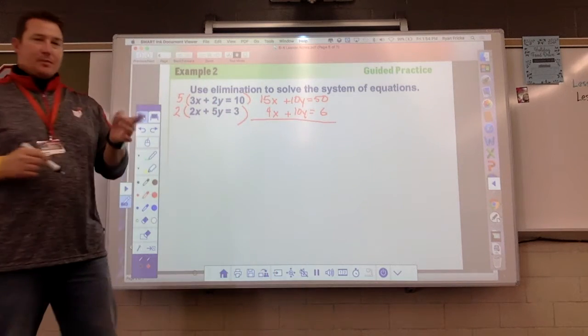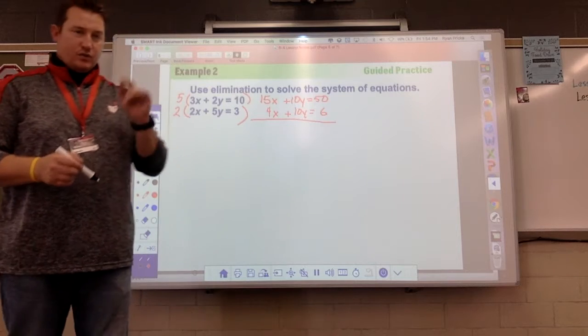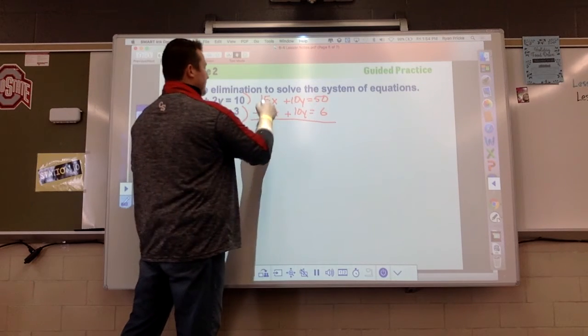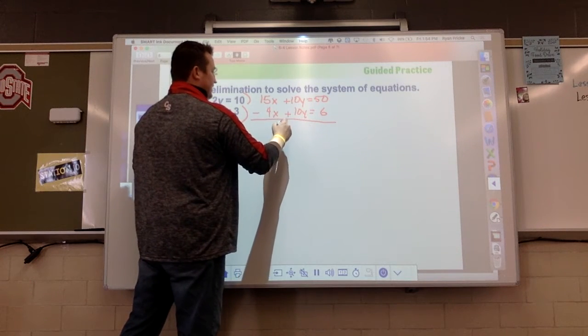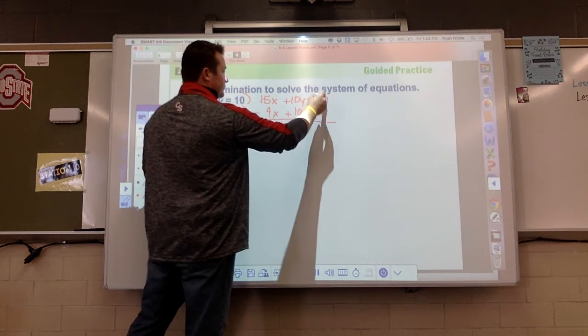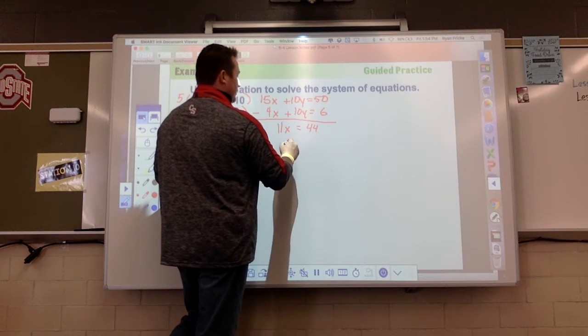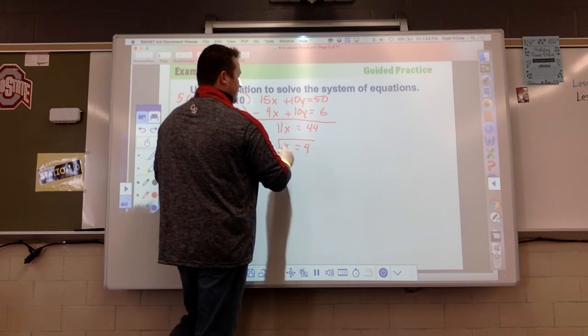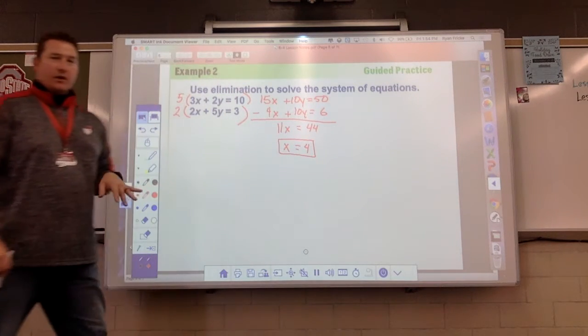Same subtract, opposite add. Of course, we have the same here, so we're going to subtract. 15 minus 4 is 11x. My y's cancel out, and this should turn into 44. Okay, that gives me a nice number. I get x is 4.